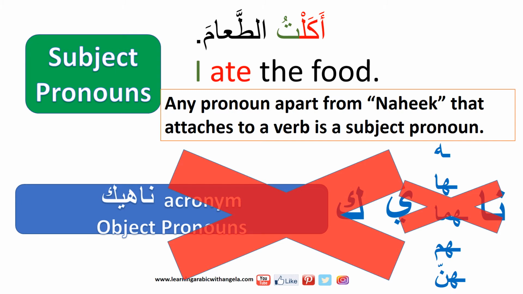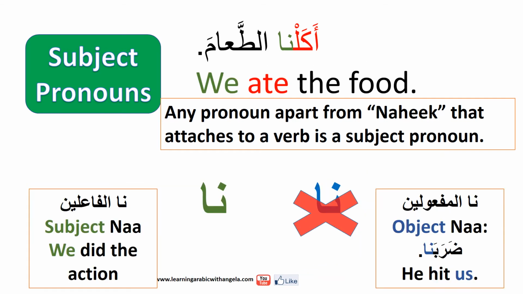However, there are two pronouns that can be confusing and that are common between the subject and the object pronouns, and that is the na and the ya. So أكلنا الطعام. How will you know if the na over here, which is also in the acronym ناهيك, is a subject or object pronoun? So obviously we ate the food, so أكلنا, that means we ate. So we is the subject because we did the verb. And another point is that na over here is na الفاعلين, so the subject na, because we did the action.